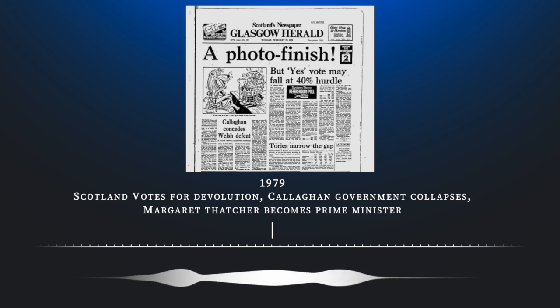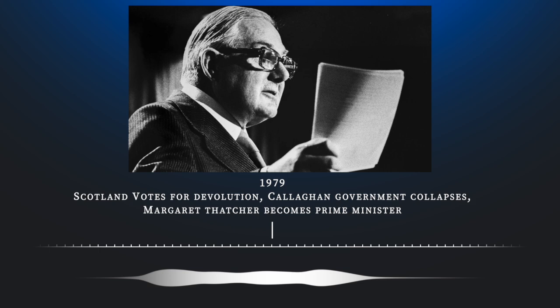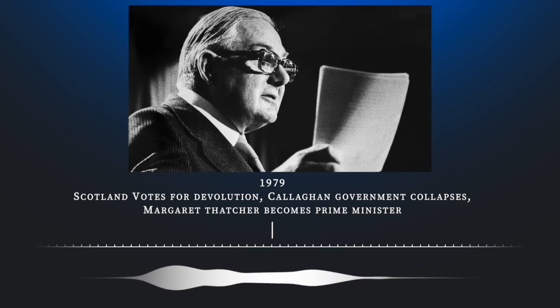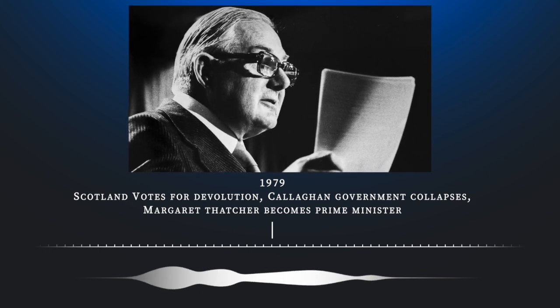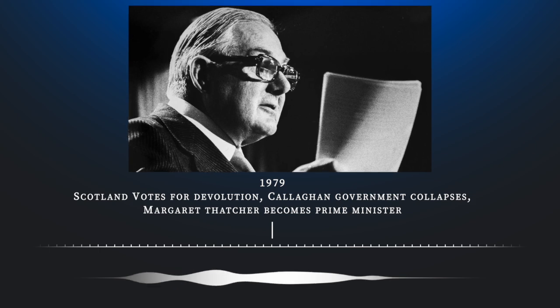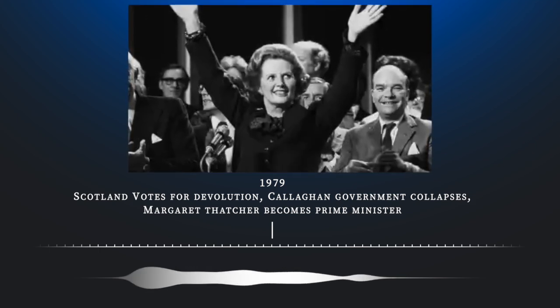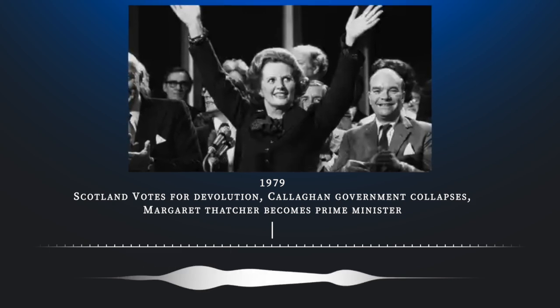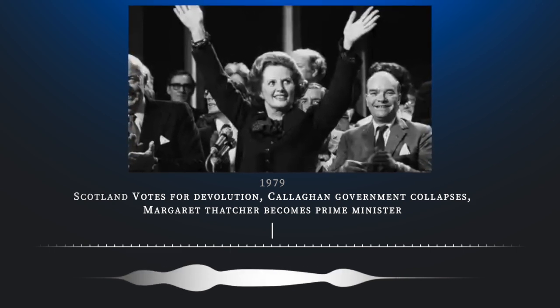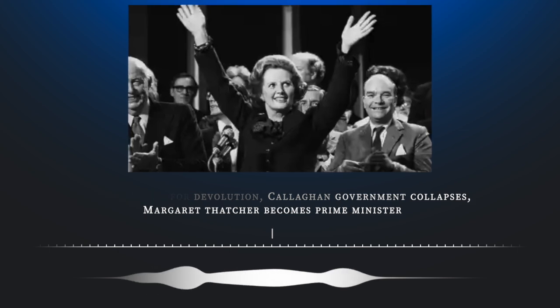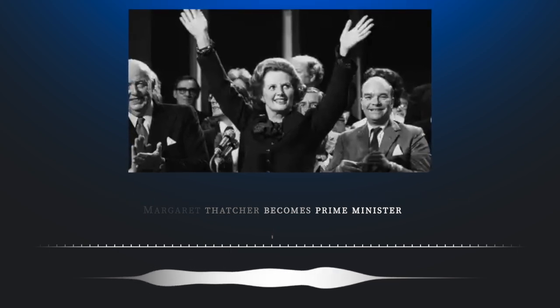The SNP withdraws support from James Callaghan's government, leading to a May general election instead of October, when the parliamentary term would come to an end. Margaret Thatcher wins, reducing the SNP to just 2 MPs. This marks the beginning of Thatcherism, which significantly impacts the UK's industrial base until 1997.